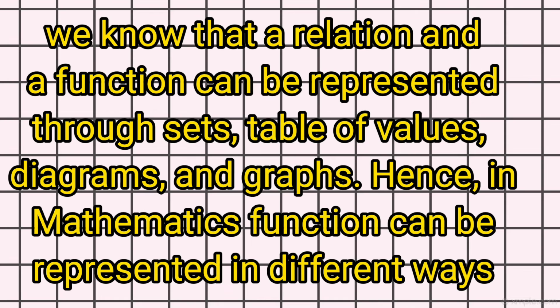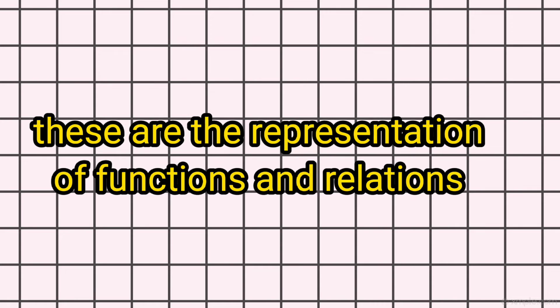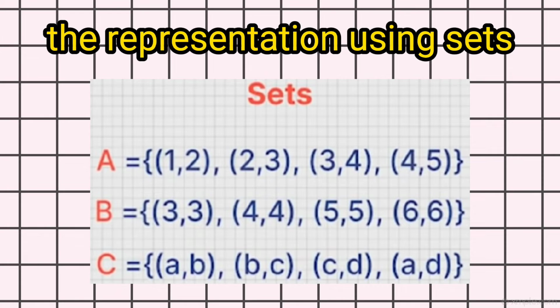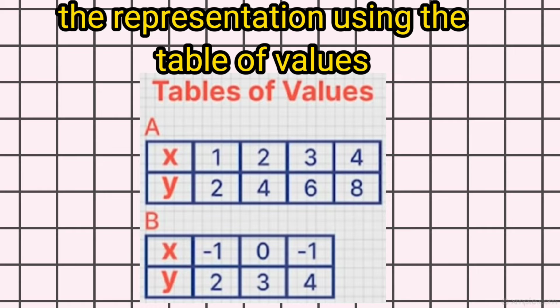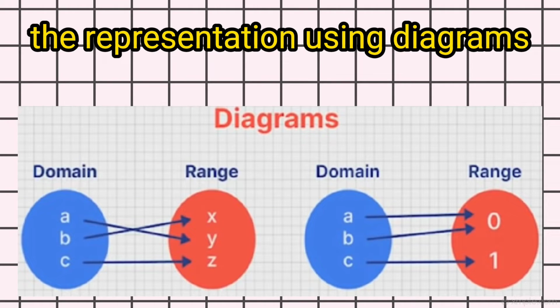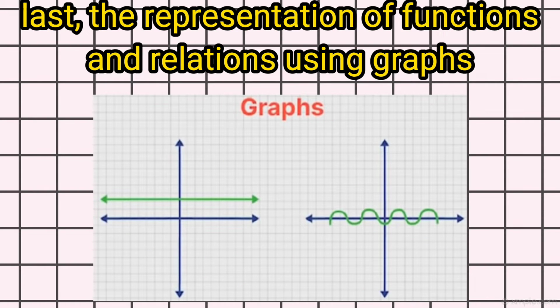We know that a relation and a function can be represented through sets, tables of values, diagrams, and graphs. Hence, in mathematics, a function can be represented in different ways. These are the representations of functions and relations. The representation using sets. The representation using table of values. The representation using diagrams. Last, the representation of functions and relations using graphs.